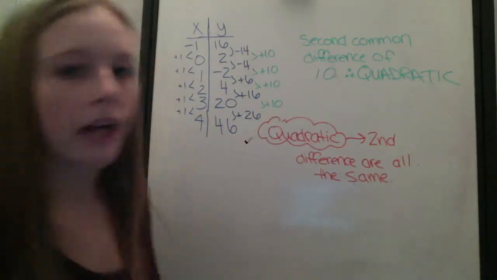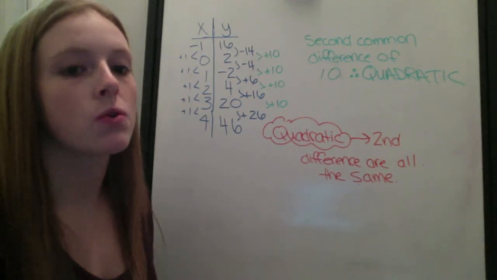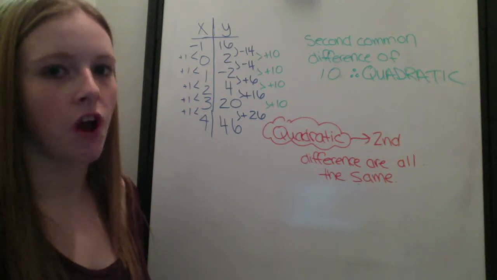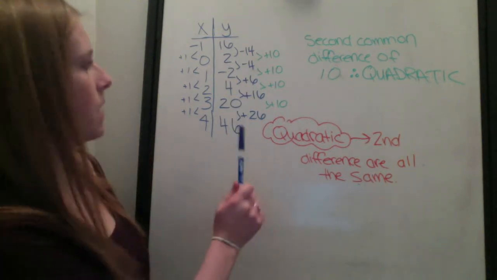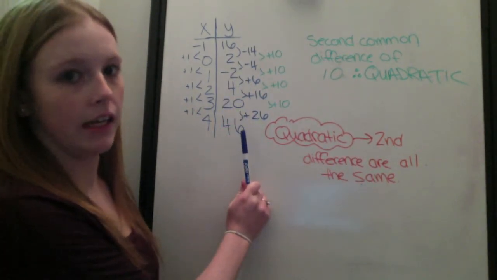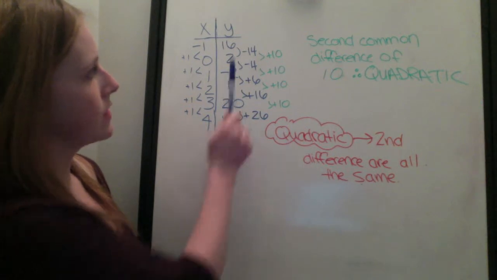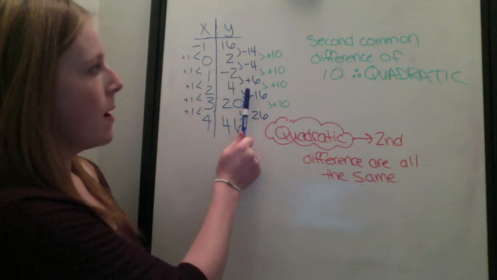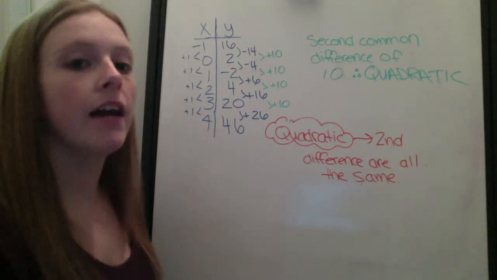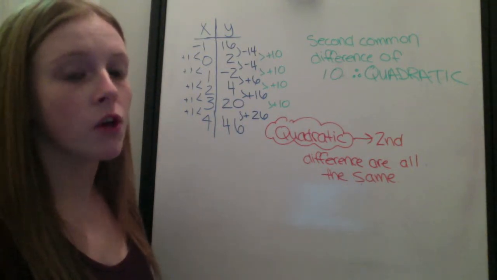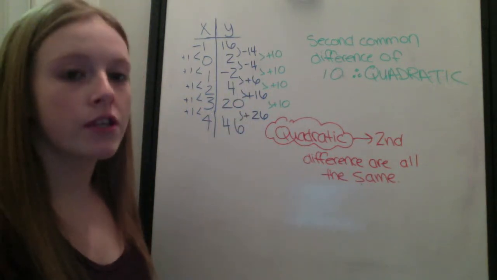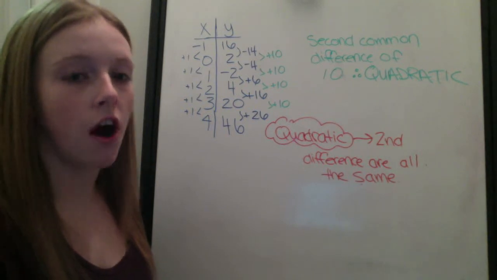The example we're going to look at is a table of data that shows what a quadratic graph looks like. A quadratic graph is when the second differences are all the same. So let's take a look at the table. Here we have the first differences, and they are not the same. As you can see, there's negative 14, negative 4, positive 6, positive 16, and positive 26. None of those are the same. Also, we have negatives and positives, which is not good. So our first differences tell us that this graph is not linear.